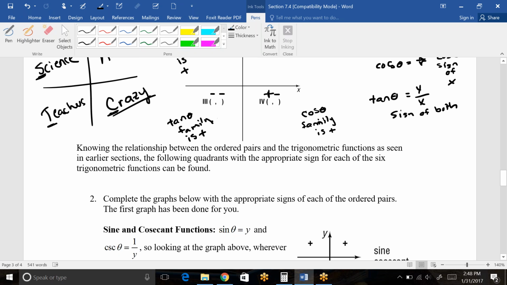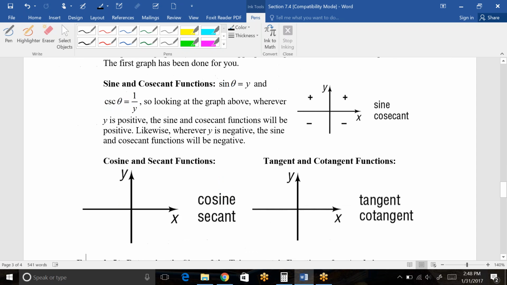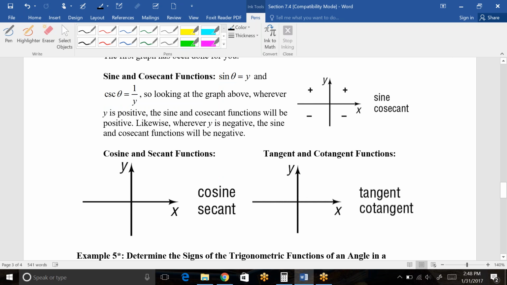So knowing the relationship between the ordered pairs and the trig functions as seen in the earlier sections, the following quadrants with the appropriate signs for each of the 6 trig functions can be found. So I've already done this for you, we worked through it. So sine is positive in quadrant 1 and 2 and negative in quadrant 3 and 4. Remember, for cosine, All, because that would include cosine, Science, so that's not cosine, Teachers, not cosine, Are Crazy, so that would be positive. So cosine is positive in these 2 quadrants, 1 and 4.